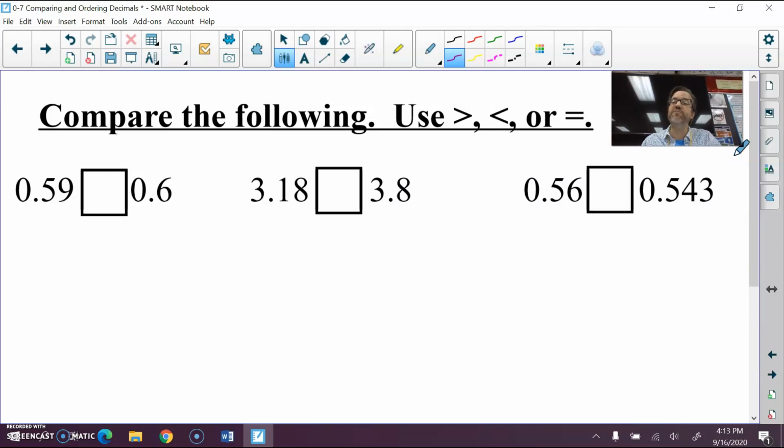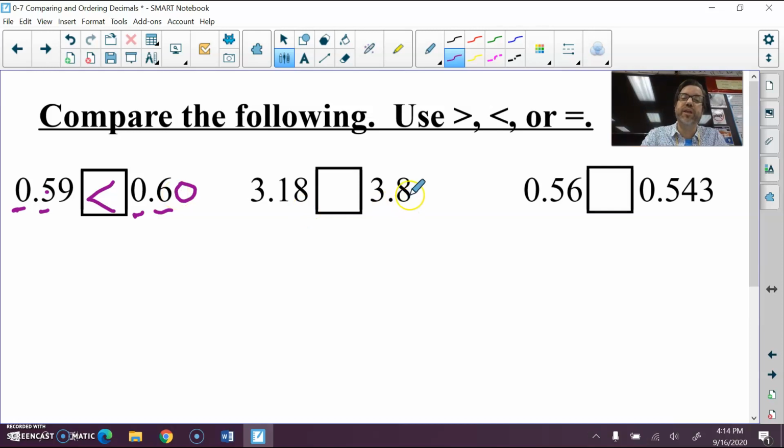All right, so how does 0.59 compare with 0.6, or 59 hundredths to 6/10? If you go left to right, the ones places are the same. So I move to the tenths places. 5 is less than 6. And if you're thinking, wait, isn't 59 bigger than 6? Well, it is. But remember, this is really 0.60, and 59 is less than 60.